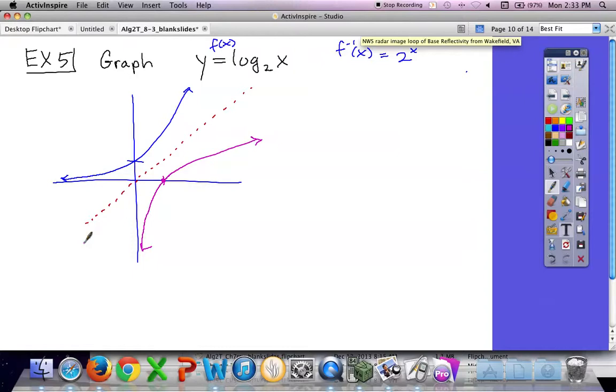So notice, is this a function? Would it pass a vertical line test? Yeah. Is this a function? Yeah, that's why this property of f of f to the minus 1 of x equals x works for logarithms and exponentials, because they're both functions.